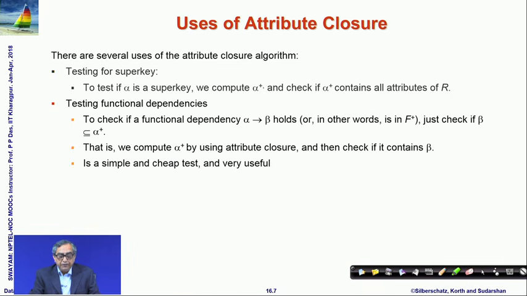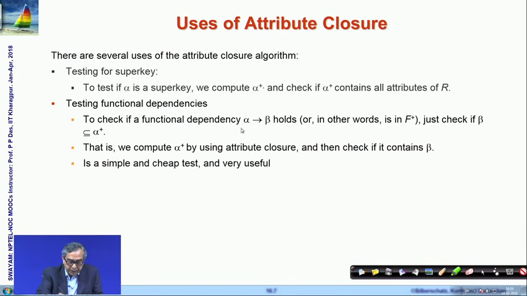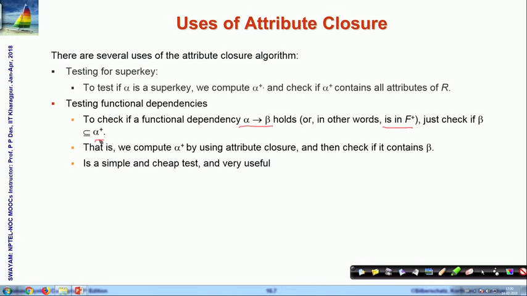It can be used for checking functional dependencies. For example, let us suppose that we have to check whether a particular functional dependency alpha determines beta holds, or rather in other words, whether alpha determines beta is in the closure of the set of functional dependencies F. Then all that we need to do is to compute alpha plus, that is the closure of the set of attributes on the left hand side of the dependency, and check if beta is a subset of that. If beta is a subset of that, then I know that alpha determines beta actually holds.